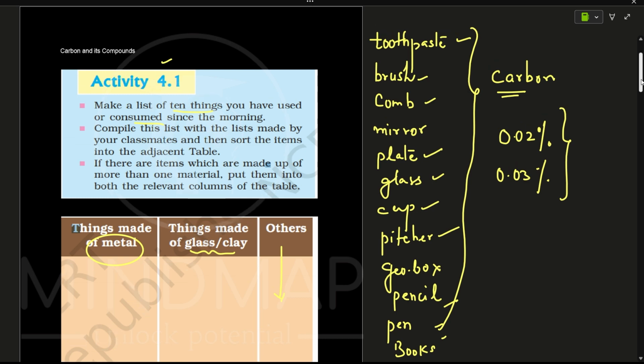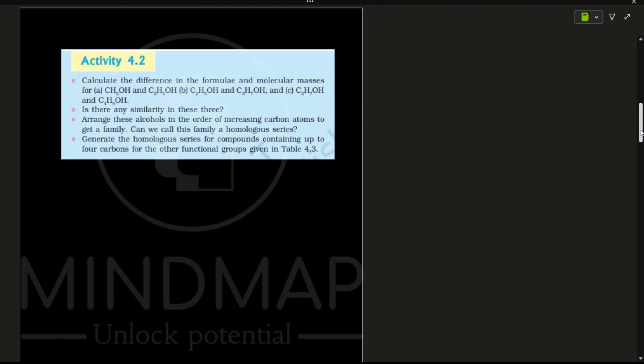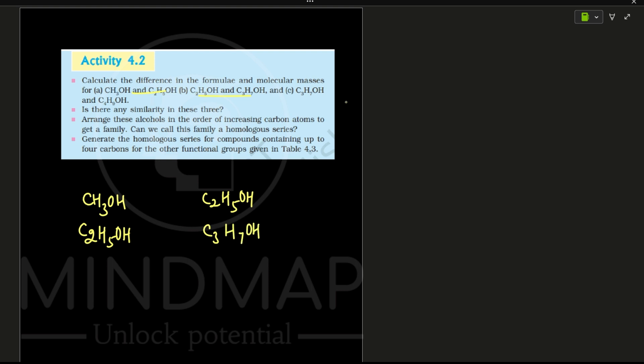Clear? Fine. Now let's see the next activity, that is 4.2. Calculate the difference in the formula and molecular masses for, okay, let's write CH3OH, that is methanol. Then we have ethanol. And the second group they have given is the ethanol, C2H5OH, and propanol, C3H7OH. And then we have again the propanol and butanol.